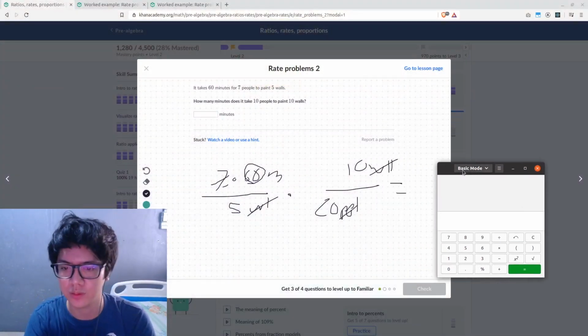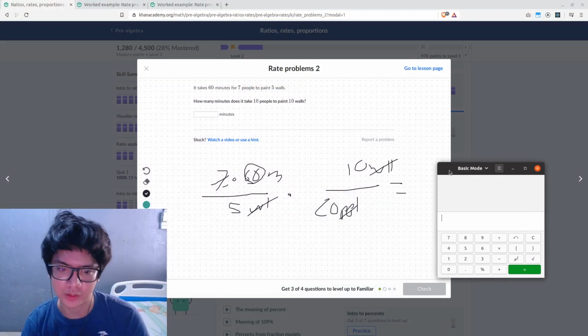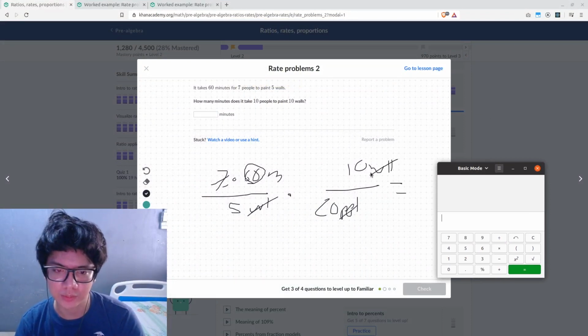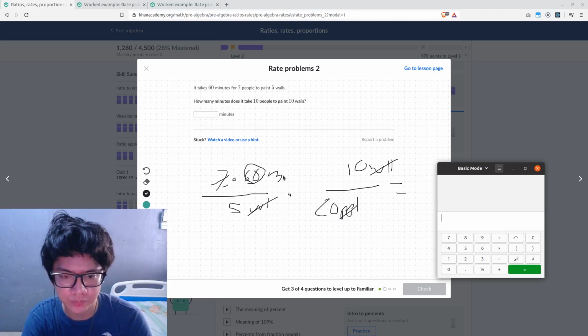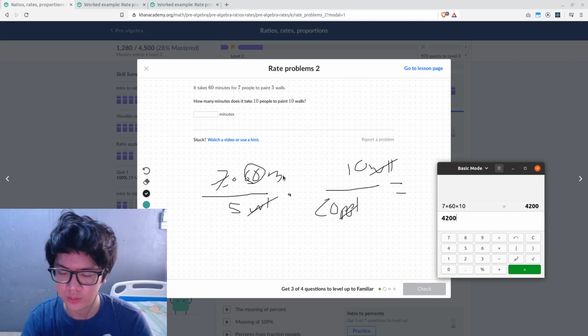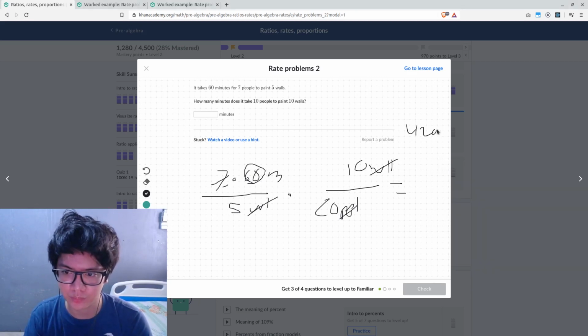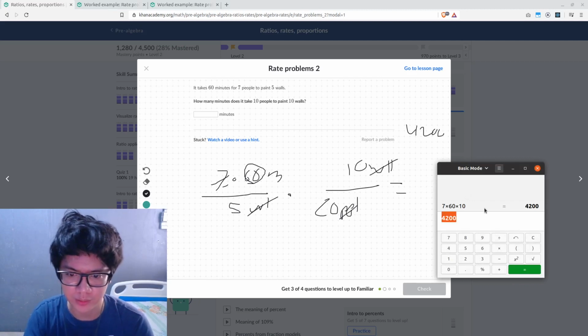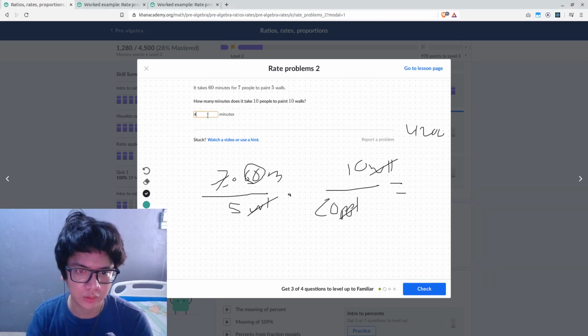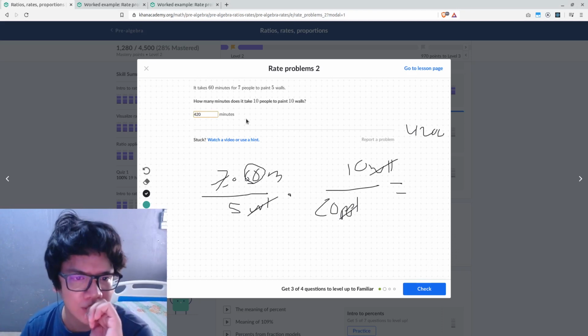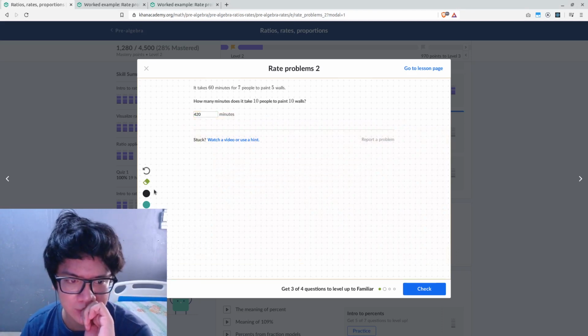Okay, so. No, not really. Only the measurements are gonna cancel out each other. So we have 7 times 60 times 10, or divided by 100. Yo, 420. What? That's just longer. It's insane.